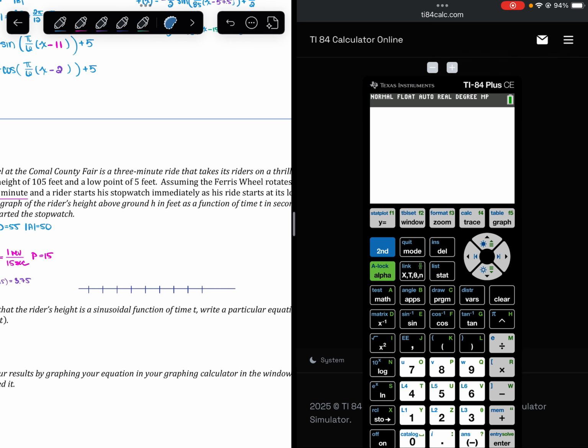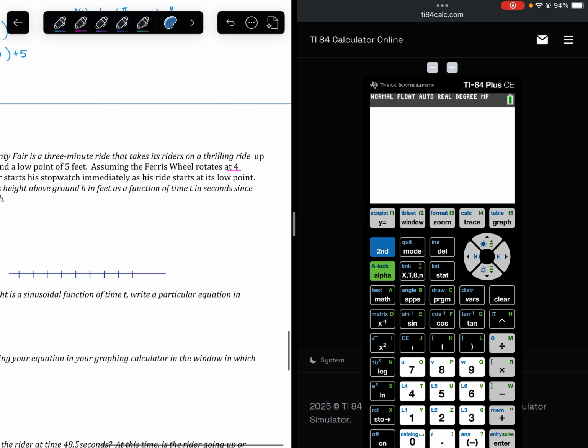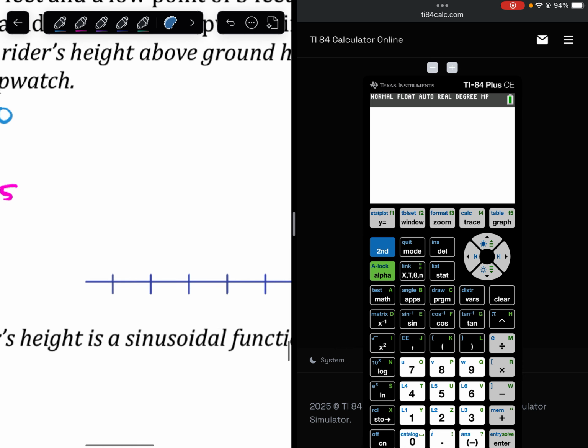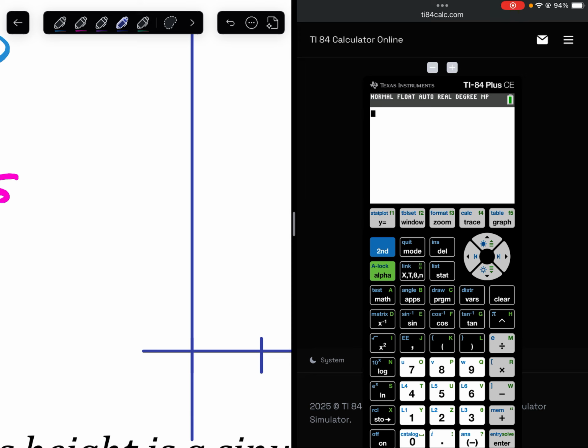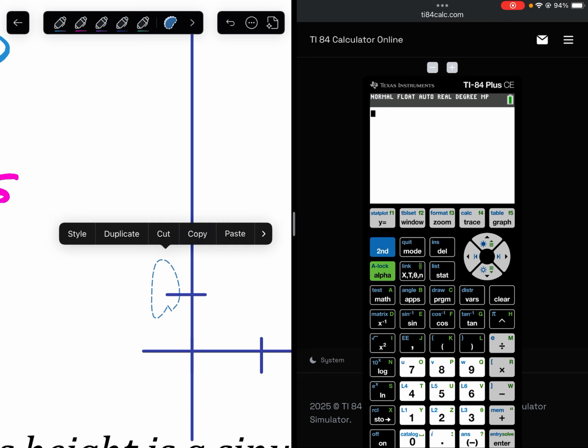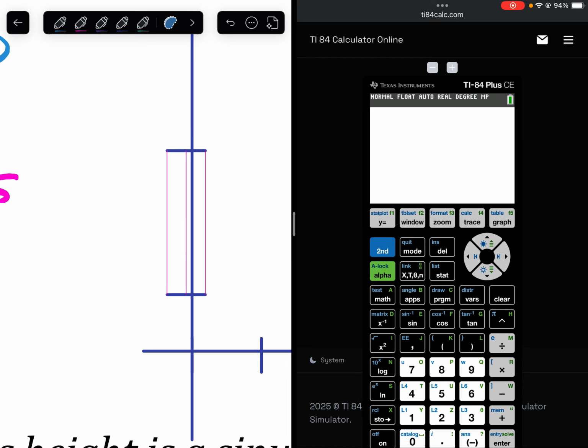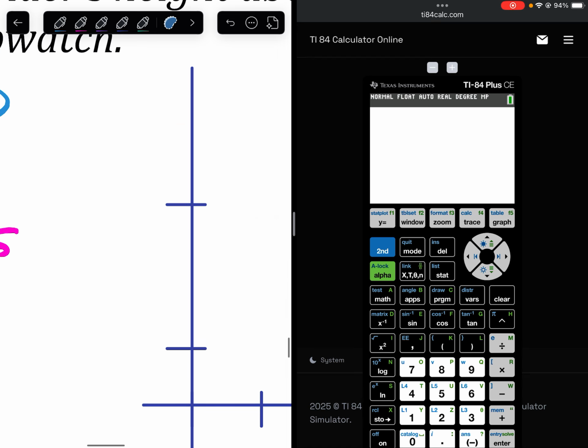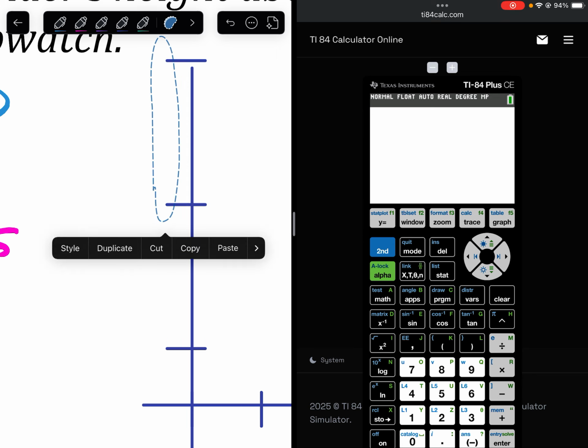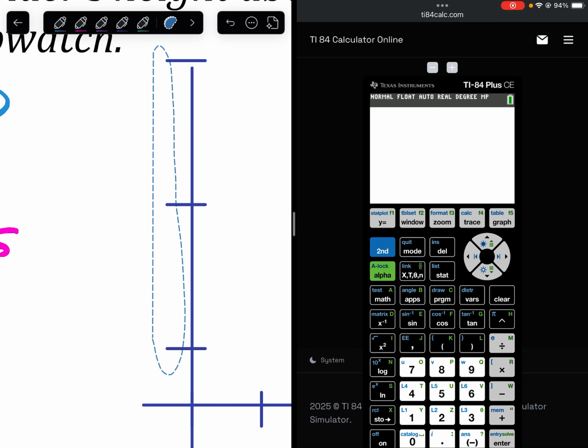All right, let's see. When did he start? He started his stopwatch as his ride starts at the low. So that means I can go ahead and put my axis here. We said the minimum was 5. I'm going to bump it up just a little bit so that it's not running into everything. Just a touch. There we go.